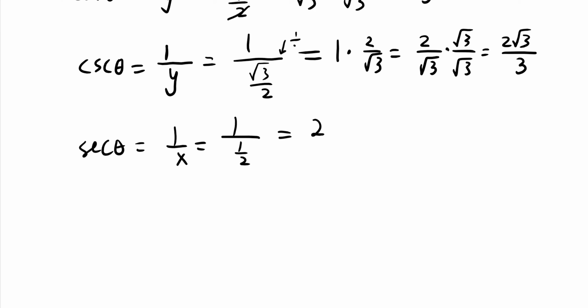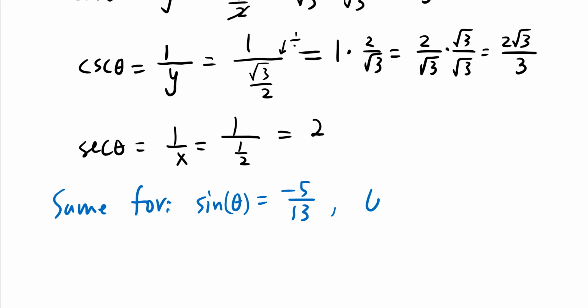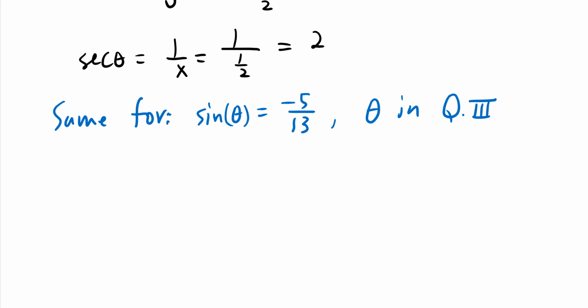Now what about if they ask us the same, meaning find all the values of the trigonometric functions for this problem. If they give us sine theta is negative 5 over 13, theta in quadrant 3. So they only give us one trigonometric function and they ask us to find the remaining. This can be more difficult because having only sine with us, we only know probably y, we don't know x. So what do we do in this case?